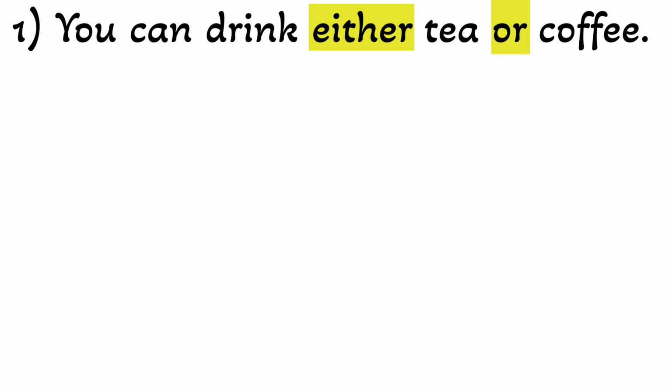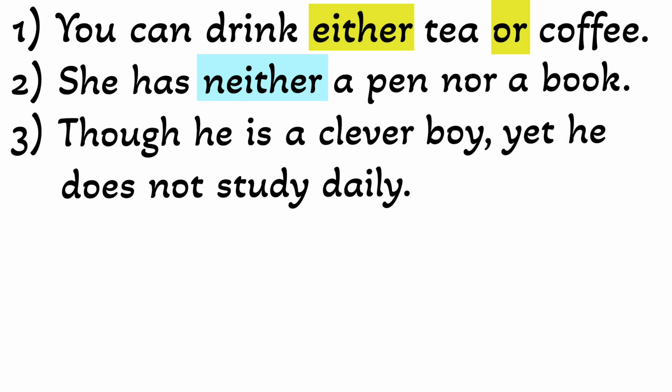The another example, she has neither a pen nor a book. Though he is a clever boy, yet he doesn't study daily. Though and yet, these are the correlative conjunctions.